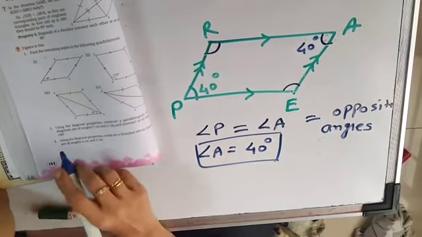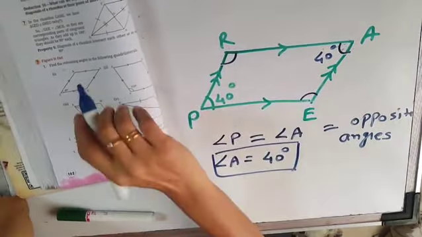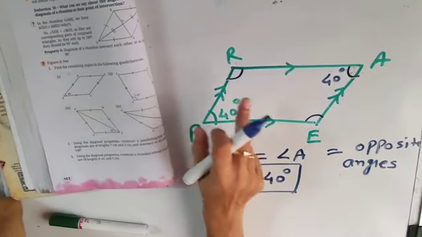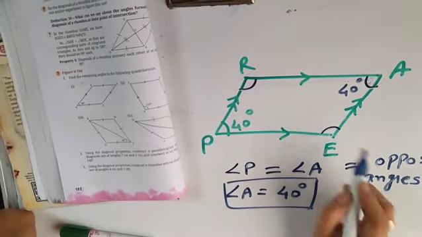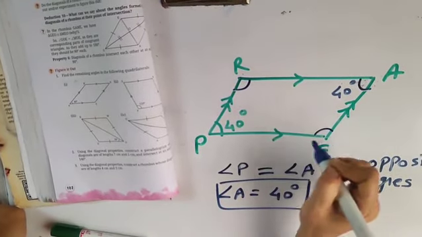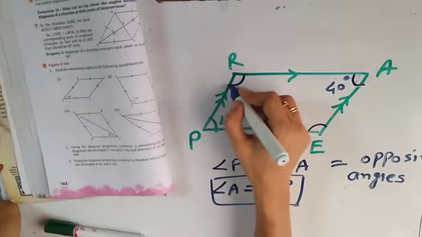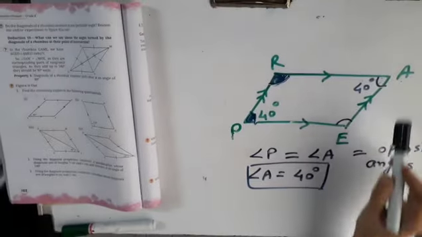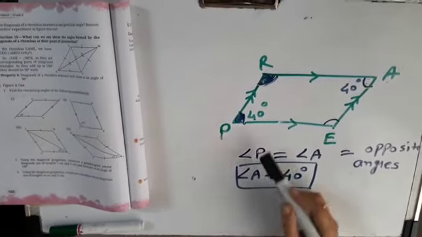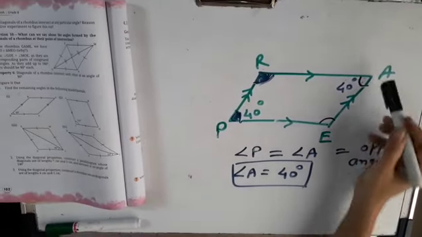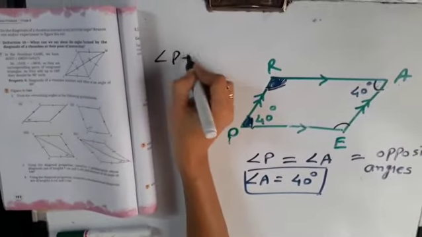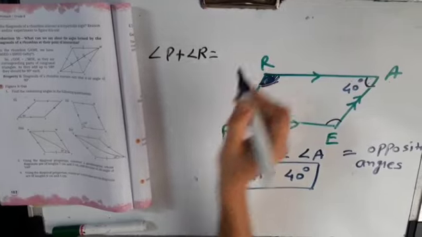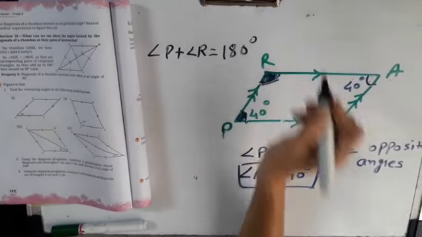One angle तो हमें मिल गया. Now you have to find R and E. Angle R and angle E are opposite angles. लेकिन हमें R की भी वैल्यू पता नहीं है और E की वैल्यू नहीं पता. तो how to find? You have to take the supplementary angle. Angle P is 40 degrees, angle A is also 40 degrees. Now what is the relation between angle P and R? Angle P and R are supplementary, so the sum of these two angles is 180 degrees.